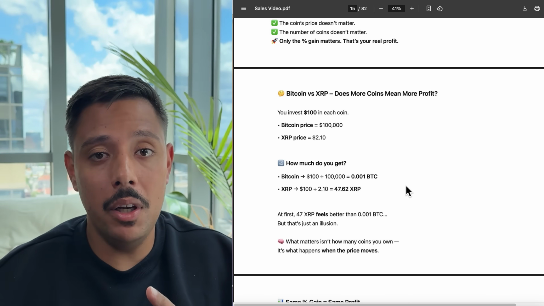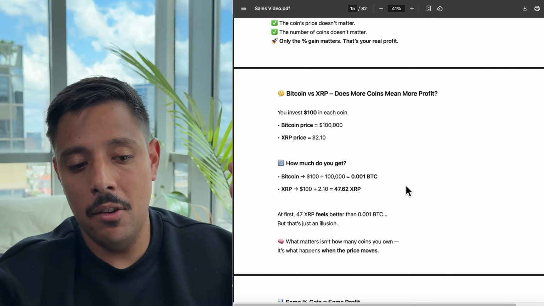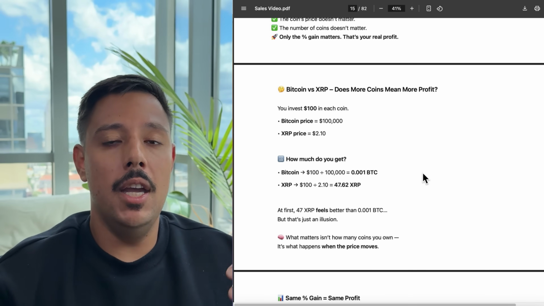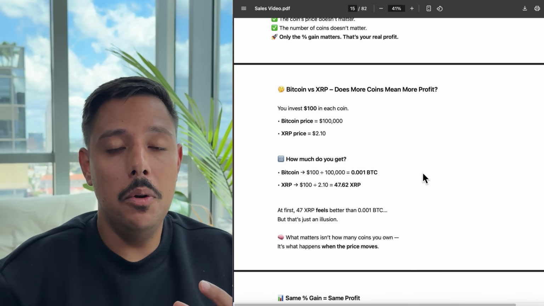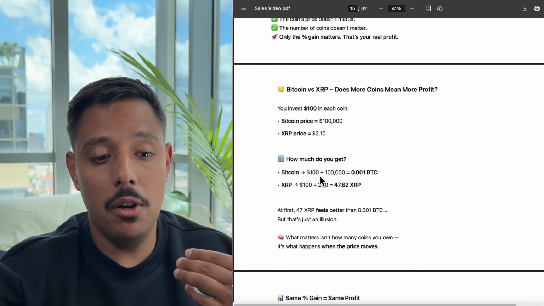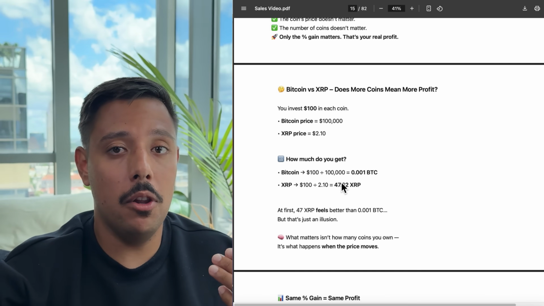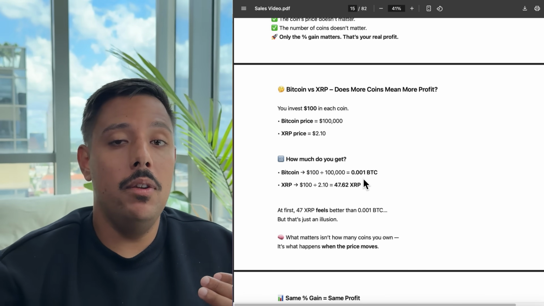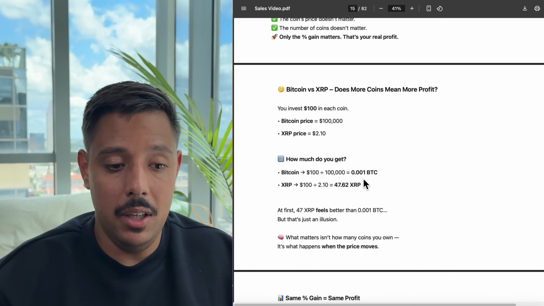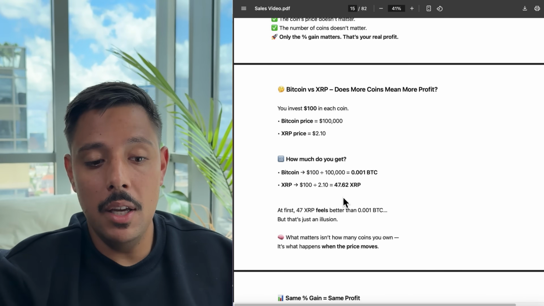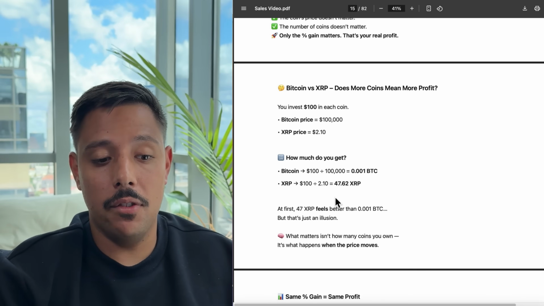I'd rather buy XRP. That is not the case. That's dependent on liquidity levels, just like we talked. But let me explain it further. If you buy Bitcoin, by the way, you could get a fraction of a Bitcoin. So if you put $100 into a $100,000 Bitcoin, you actually get 0.001 BTC, right? Now for XRP, you're going to get about 47 XRP.